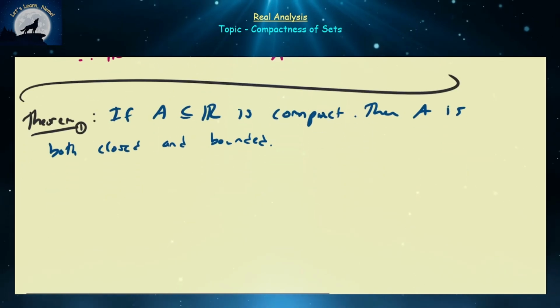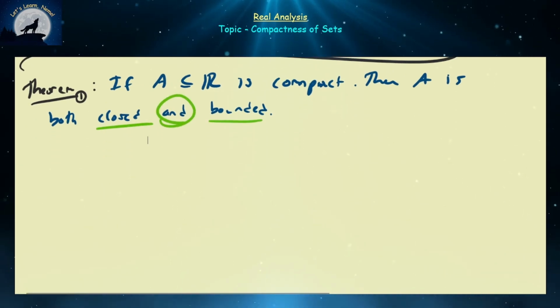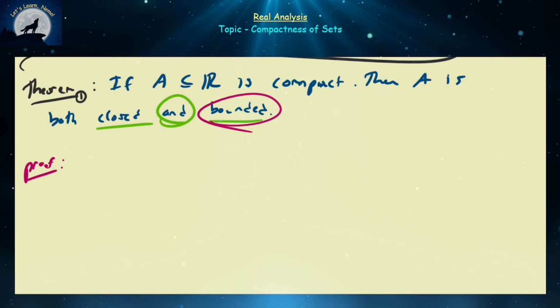So that's actually pretty nice. If A is compact, that means it's both closed and bounded. It's both. That's pretty cool. So let's see if we can go ahead and prove this. And you might want to pause the video to see if you can do this. What I want to show first is that this set is indeed bounded. So let's go bounded first.